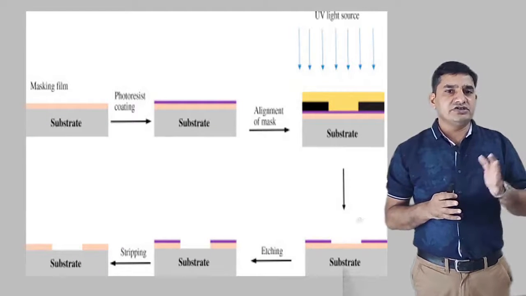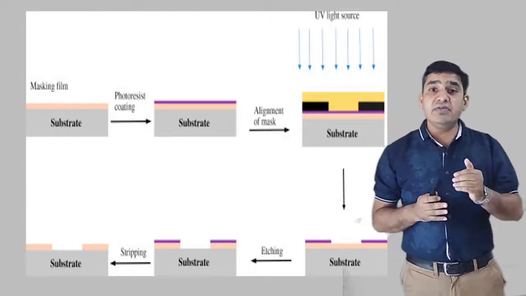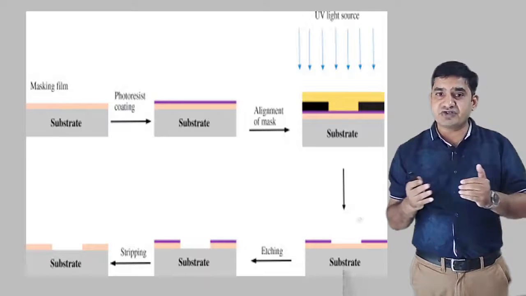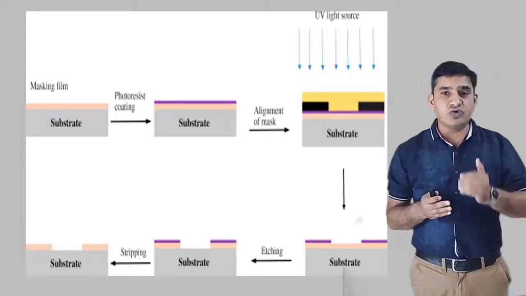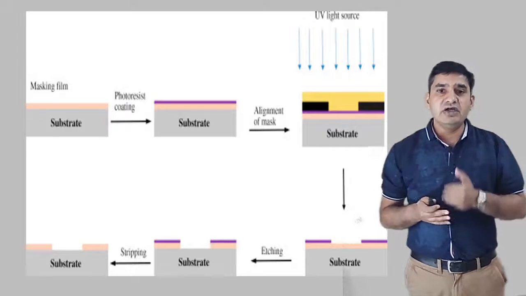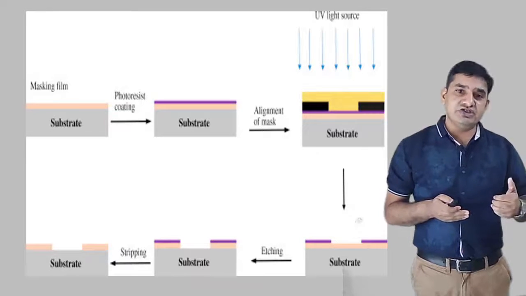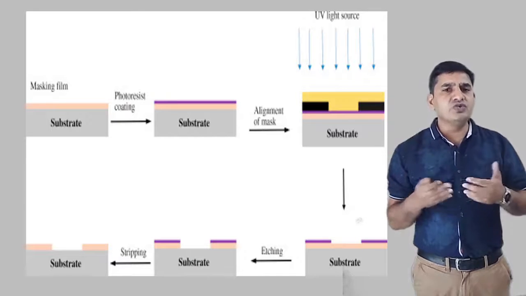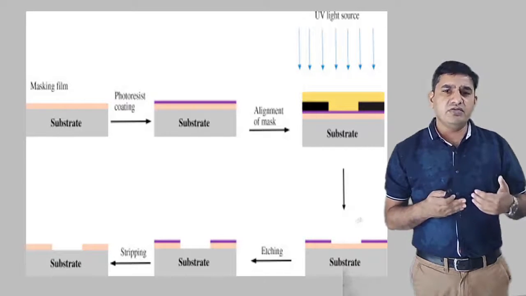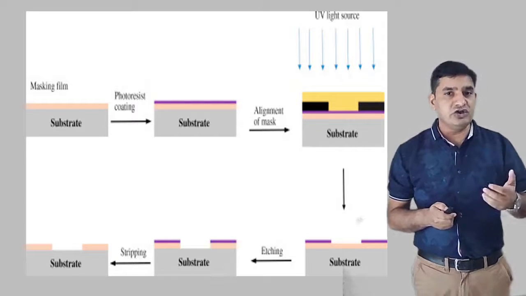Here first is the substrate, then masking film, then photoresist coating on the substrate, then alignment of the mask, then ultraviolet radiation is exposed on the substrate on which there is a photoresist coating. Then there is removal of some unwanted material. Then the etching process is carried out, and then there is a sintering process, or we can use the baking process. For that we use the soft bake and hard bake processes. So these are the steps carried out in photolithography.